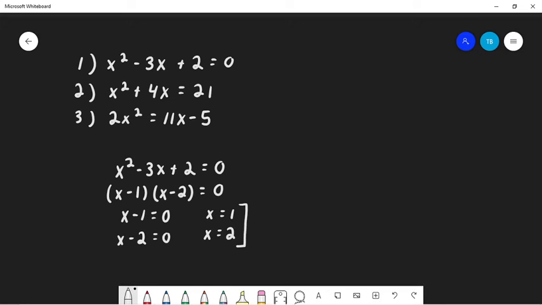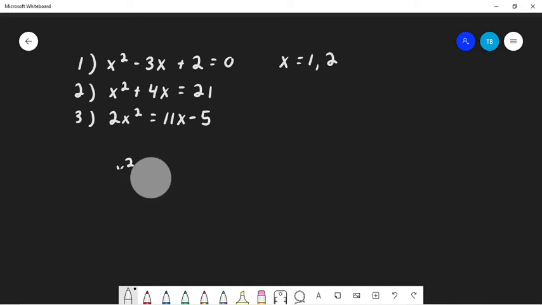And I'll write them up here. So x is equal to 1 and to 2. And that's it. Alrighty, so done 1. Let's try another one together. All right, we'll do number 2.